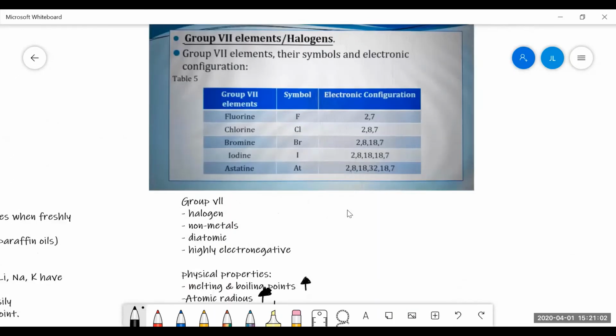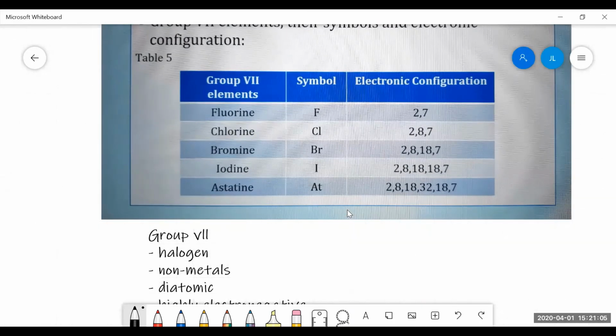We also like to look at the state of elements. For group 1, all the elements exist in the solid state. But for group 7, not all exist in solid state. Fluorine exists as what? Gas, right? Bromine exists in liquid form. Iodine is solid. This one you need to memorize. No choice.